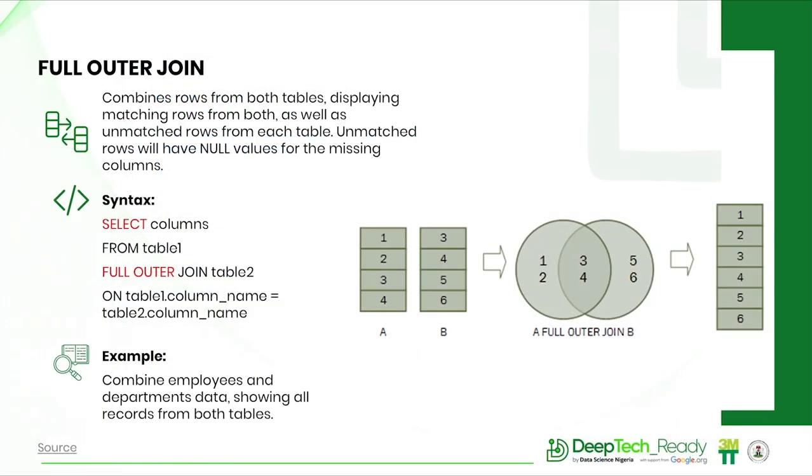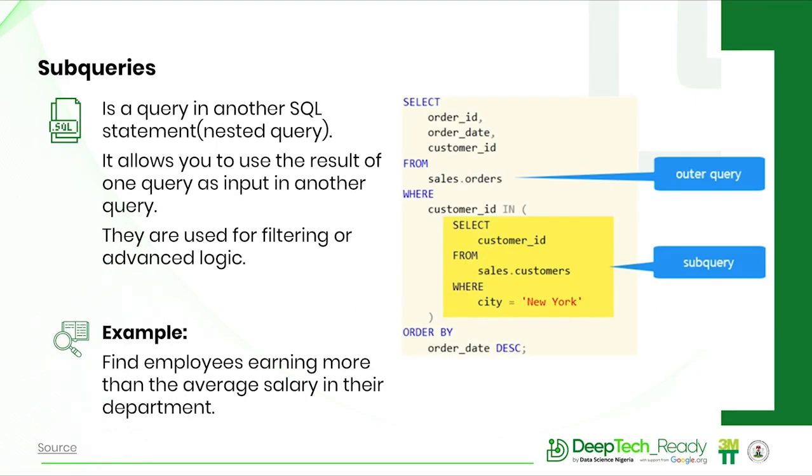This will now lead us to look at the next topic, subqueries. A subquery is a query nested inside another query. A subquery allows you to use the result of one query as input for another query. This is particularly useful when you want to filter data or apply advanced logic that can't be handled in a single query. Subqueries help you retrieve data based on more complex conditions or calculations, making them essential for performing sophisticated data analysis.